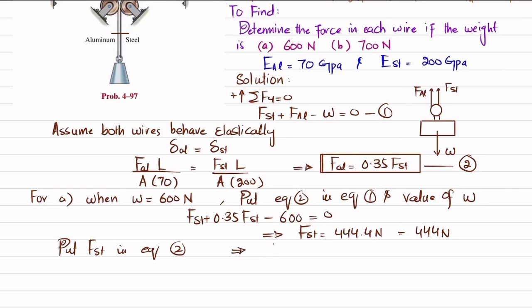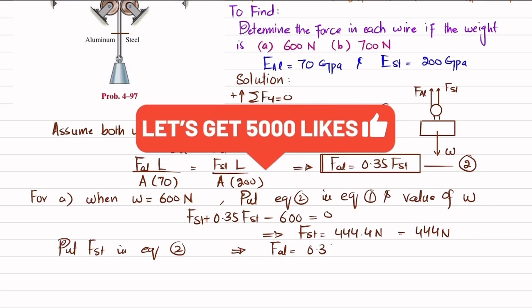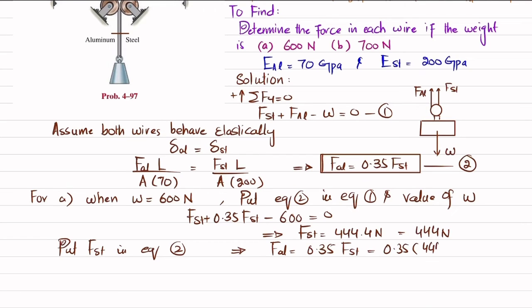So what you will get is that F of aluminum is equal to 0.35 times F of steel. So 0.35 multiplied by F of steel, which is 444 Newton, gives you the force in the aluminum wire, which is equal to 156 Newton. Now you have both these forces.